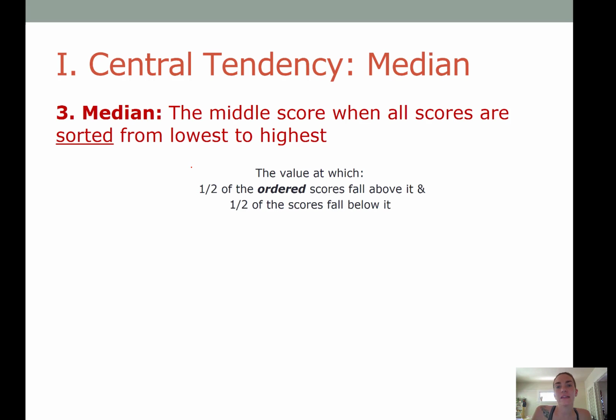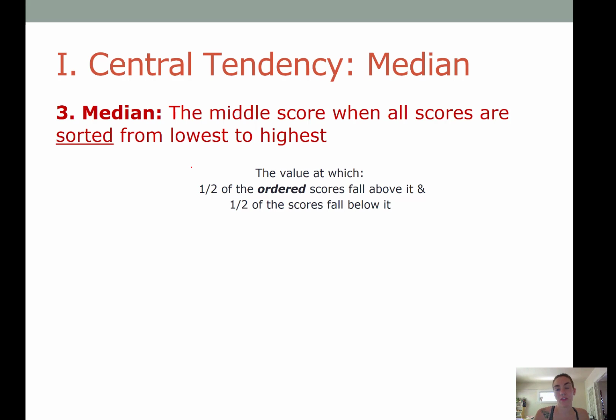And finally, the last measure of central tendency that we'll cover in this video is the median. And the median, by definition, is the middle. So it's the middle score once you've sorted the scores from the lowest to the highest. So you take all your data, you sort it from lowest to highest, and then we need to find the middle point in that list. And the exact middle point is the median.